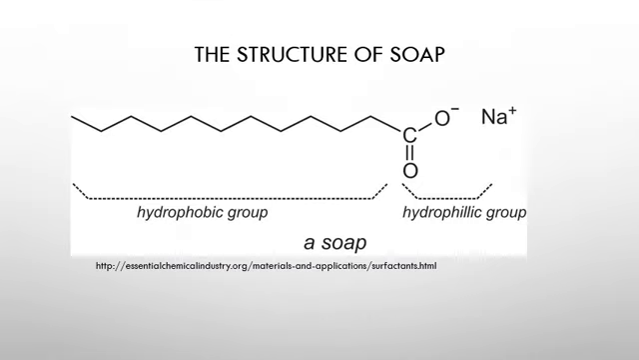Soap is made up of many long molecules called hydrocarbons, and on one end of these hydrocarbons is a carboxylate group. What does this mean? This means that one end of the soap molecule is attracted to fats and oils. This is the hydrocarbon end, and the other is attracted to water. This is the carboxylate end.